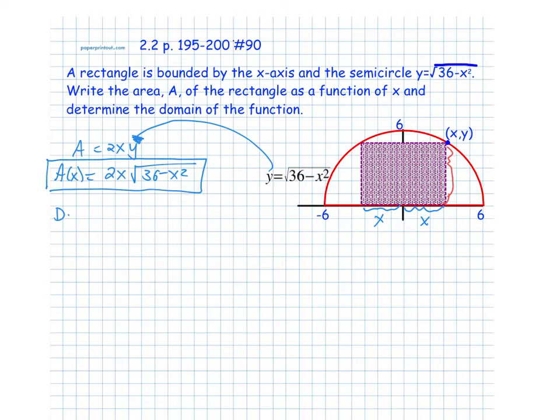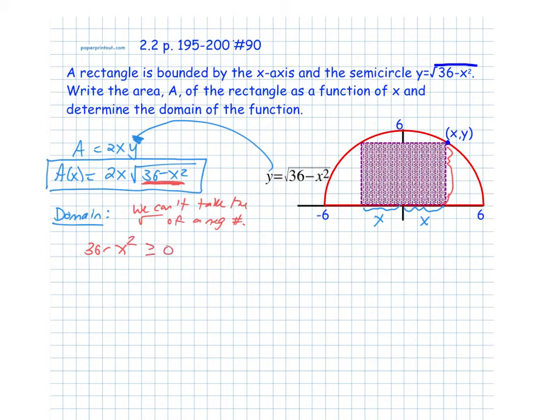Now, to determine the domain, we have to go back to what we've learned previously. When we have a square root, we have to be careful because the value under the square root must be greater than or equal to 0. So we know that we can't take the square root of a negative number and get a real value. We can get an imaginary value, but here we need a real value, so we have to solve this inequality. And that's 36 minus x squared.